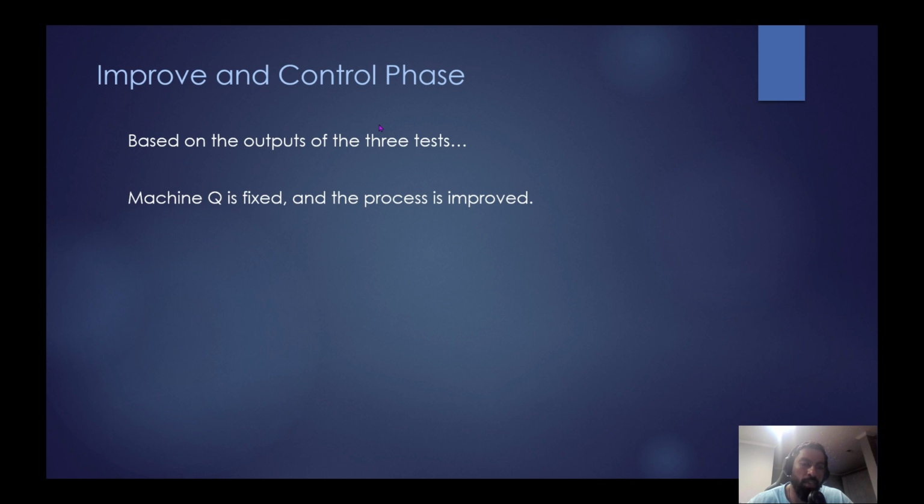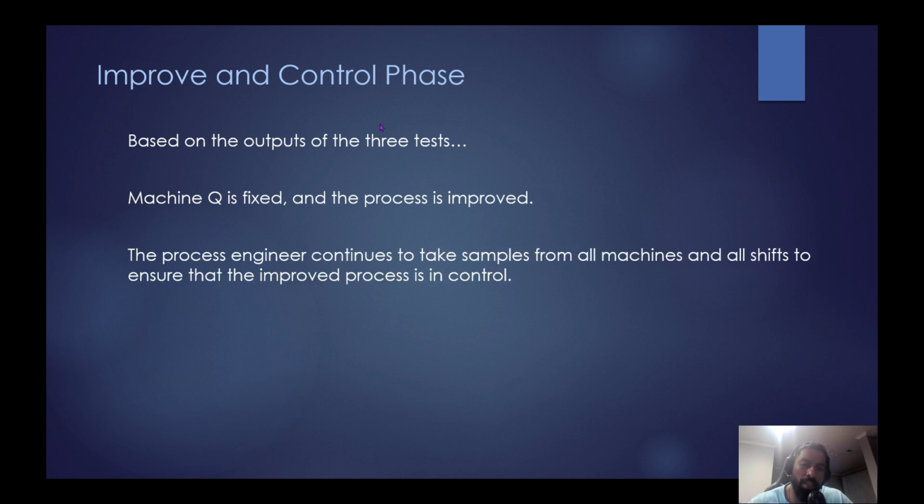And as part of the control, the process engineer will continue taking samples of all the machines and all the shifts to ensure that the improved process remains under control. That completes the improve and control phase for this case study.